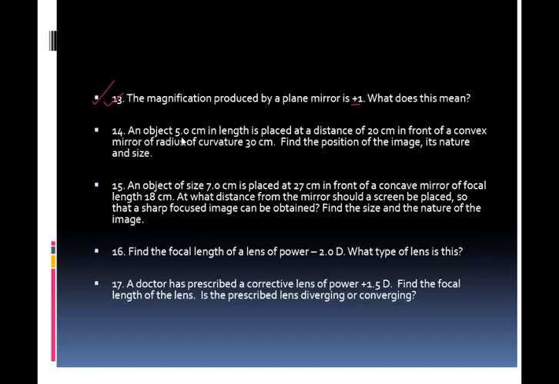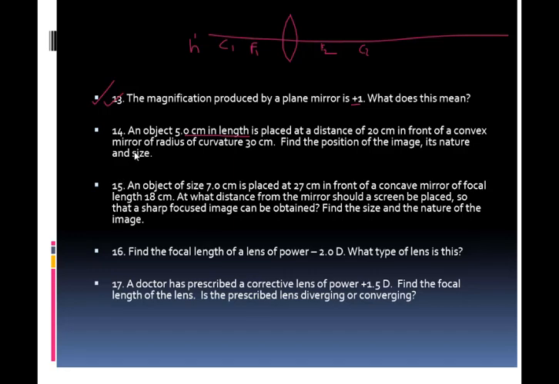An object 5 centimeter in length. That means the height of the object is 5 centimeter. Object height, that is S dash, is 5 centimeter. It is placed at a distance of 20 centimeter in front of a convex mirror of radius of curvature 30. So this is a convex mirror. This is the principal axis. This is first focus. This is first center of curvature. This is second focus. This is second center of curvature.